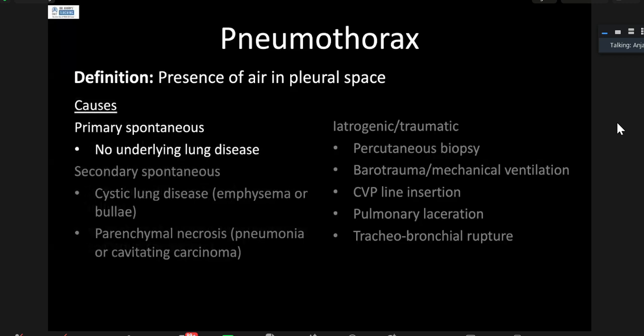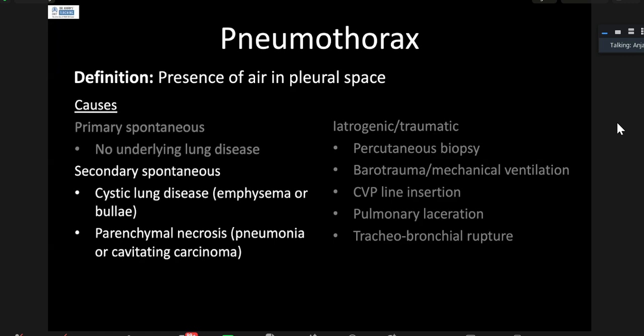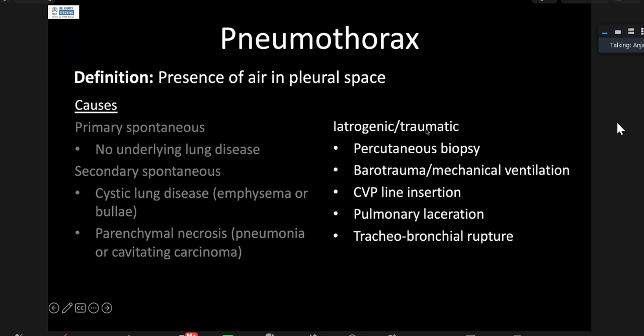So there are several causes. Primary or spontaneous is the more common one, where you don't have an underlying lung disease. And you can get secondary spontaneous pneumothorax when there is an underlying lung disease. Okay, and the other causes include iatrogenic or traumatic, like following a biopsy, following ventilation, following a central line insertion, pulmonary laceration, or say a pacemaker insertion. So any intervention can lead to accidental rupture of pleura, resulting in a pneumothorax.